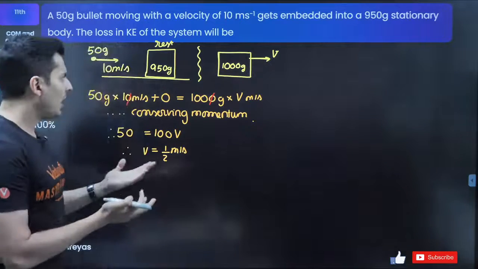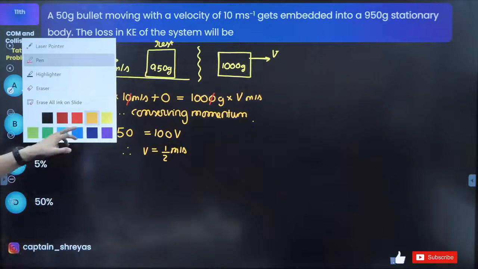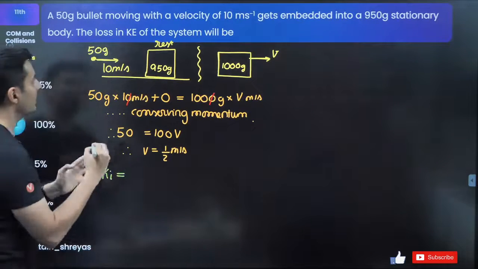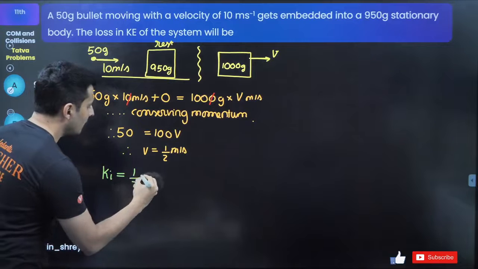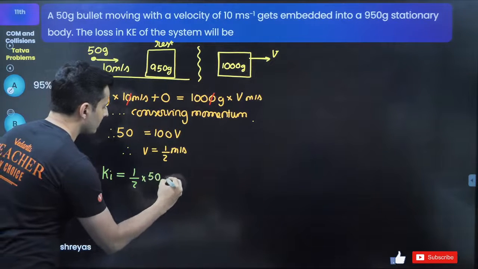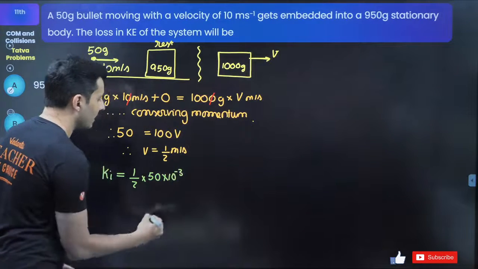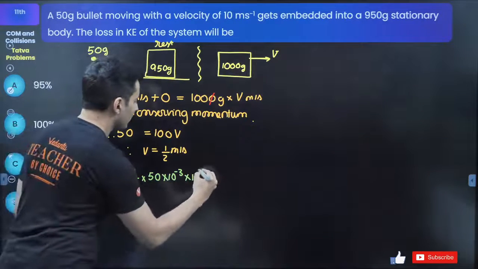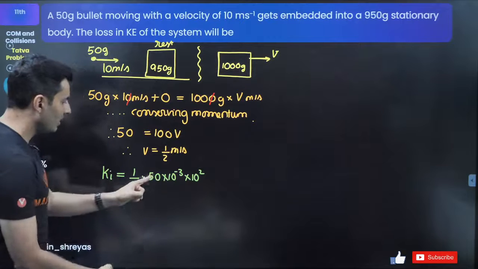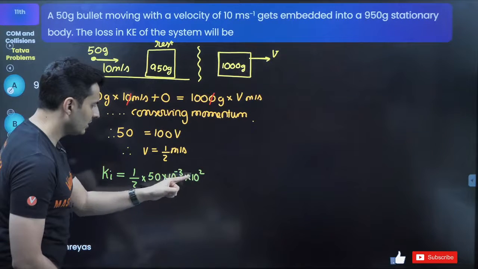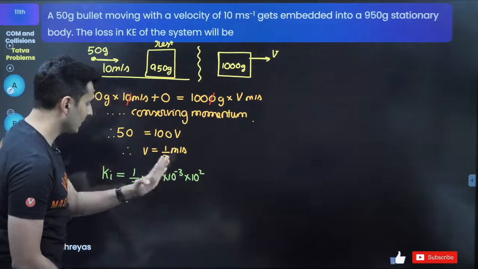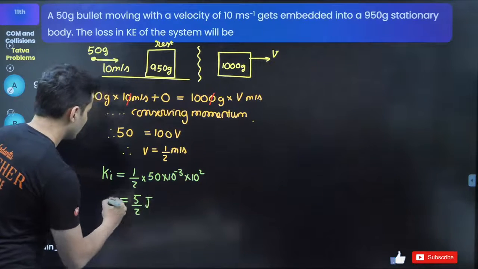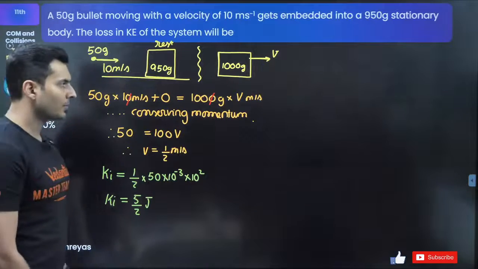But that's not all. I need to find many more things. So let's try to find what is the initial energy first. Initial kinetic energy will be half into mass, which is 50 grams, which is 50 into 10 to the power minus 3 kg, into speed squared. Speed is nothing but 10, so 10 square. So this is going to be 1, 2 zeros, 3 zeros, and this is minus 3, so it cancels. So it will just become 5 by 2 joules. So this is the initial kinetic energy.